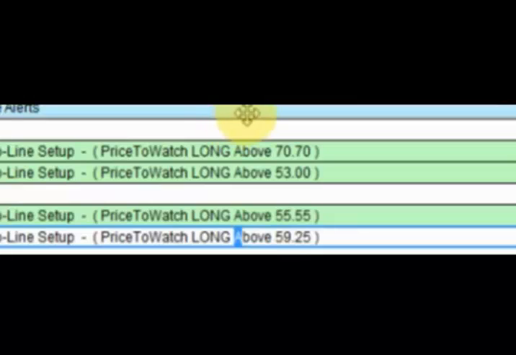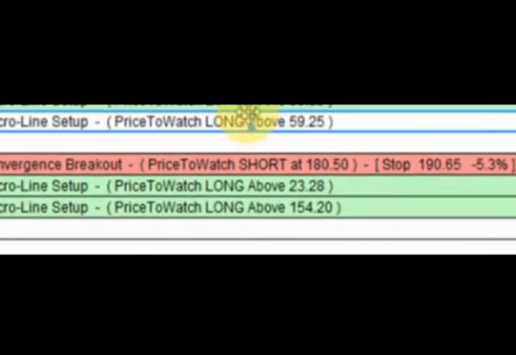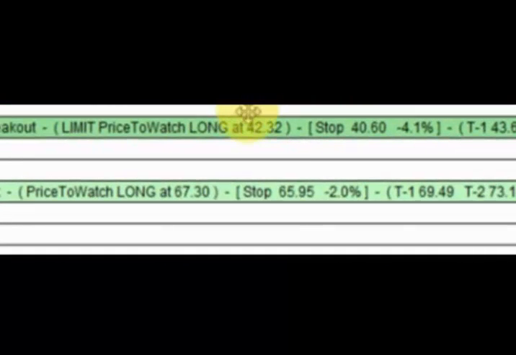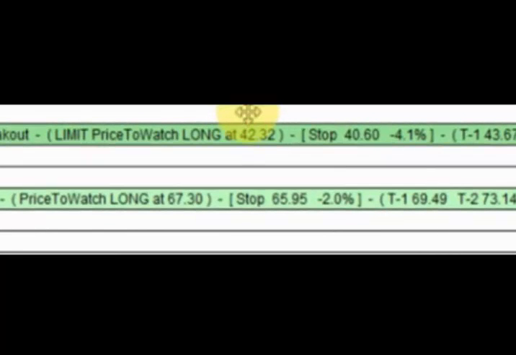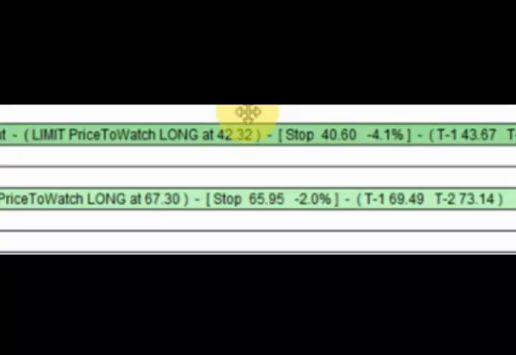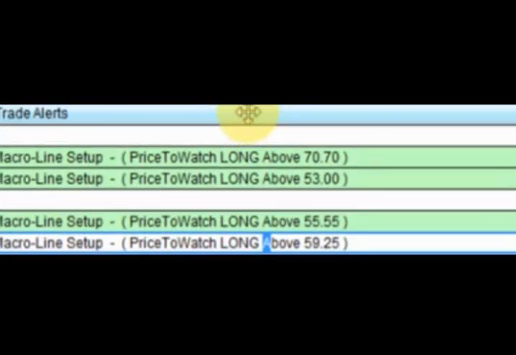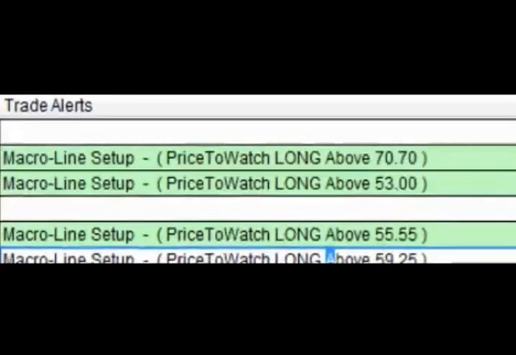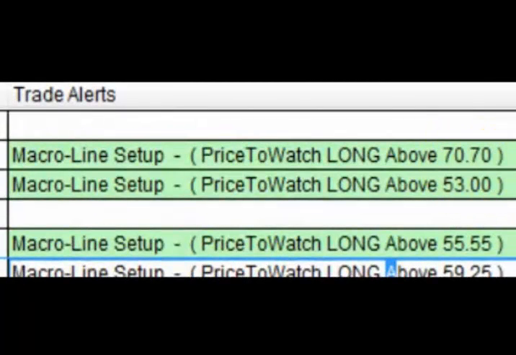You're going to notice that we've got like a convergence breakout, we've got shallow pullbacks. They give you a price to watch and the stop loss and the targets and all that. And the macro line setups, they don't. They just give you a price to watch on the long. They don't give you a stop. The reason why is they're not an imminent trade setup. I mean, it could be, but it's a macro line. You want to put it on your chart as a reference point.